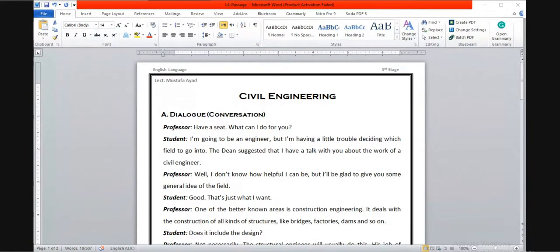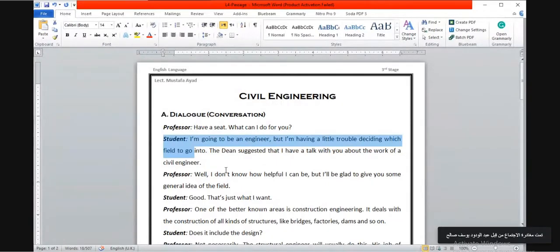Noor Abbas? Yes, sir. Yes, Noor Abbas, from which class are you? A. From class A. Okay, Noor, could you please read the first sentence, this one? Don't highlight it. Yes. Going to be an engineer, but I'm having a little trouble deciding which field to go into. Yes, thank you. That's good. So, good reading, Noor Abbas.